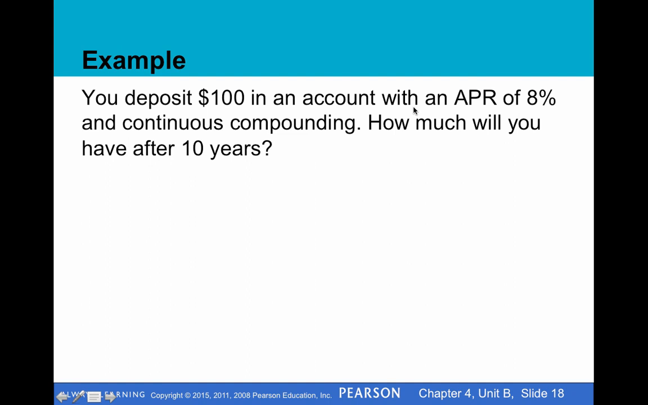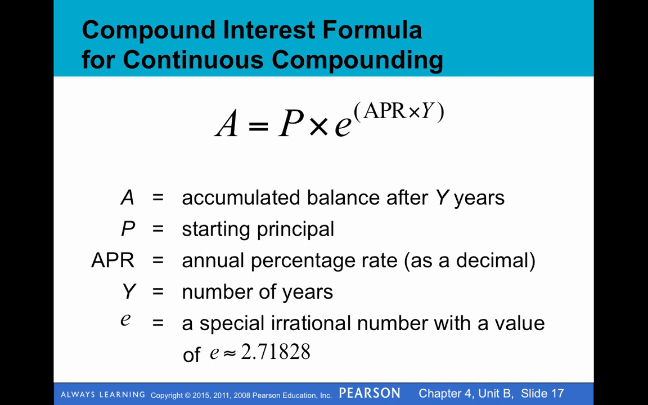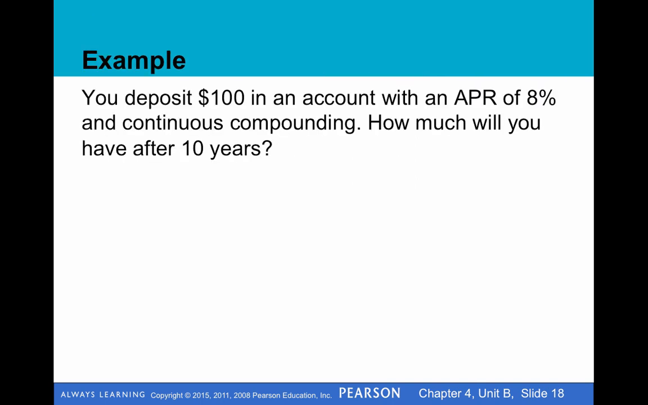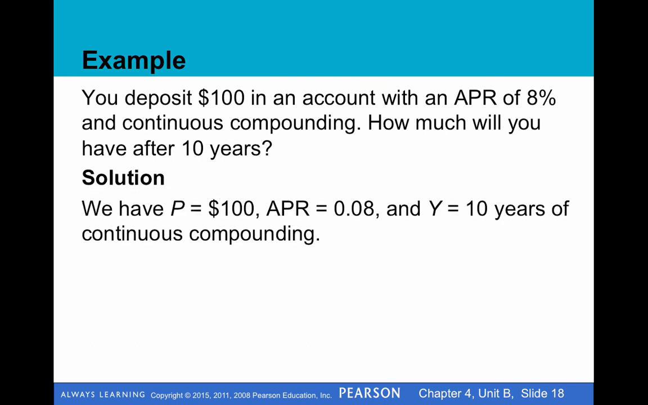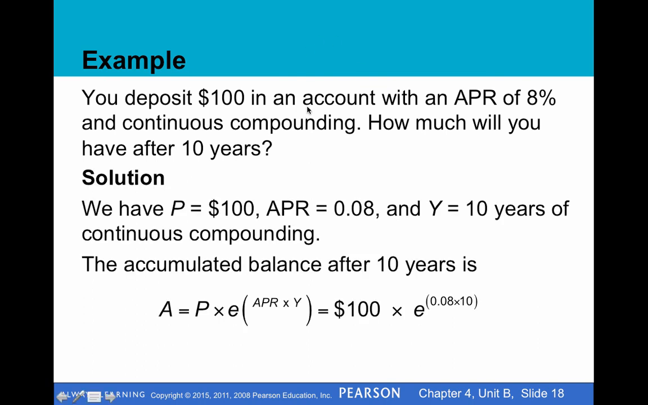So let's say we deposit $100 in an account with an APR of 8% in continuous compounding. How much will you have after 10 years? You just have to know, since it says continuous compounding, that we're looking at the formula with e in it. So we plug in our numbers. Principal is $100, APR is 0.08. We take 100 times e to the 0.08 times 10 and get $222.50. So in 10 years, if it continuously compounds, it'll more than double.